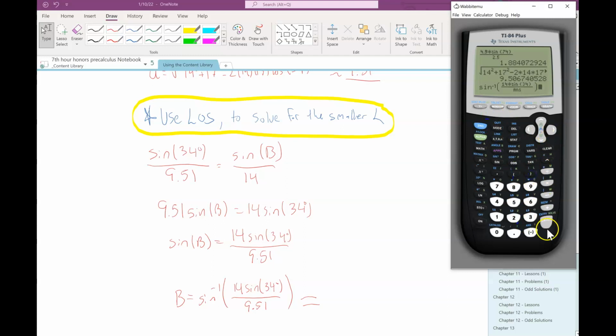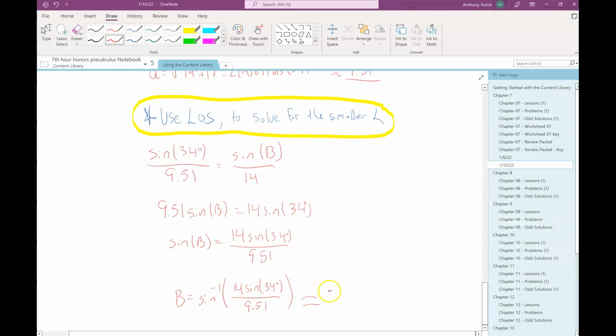And you'll notice I'm using the ANS command a lot when I'm doing this. That's just to avoid having to type everything in. So I'm using my previous answer all over the place. So I get 55.44 for that angle B.